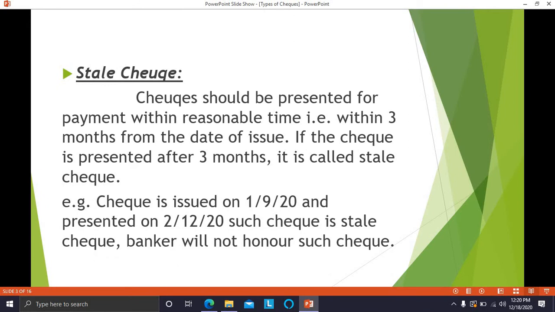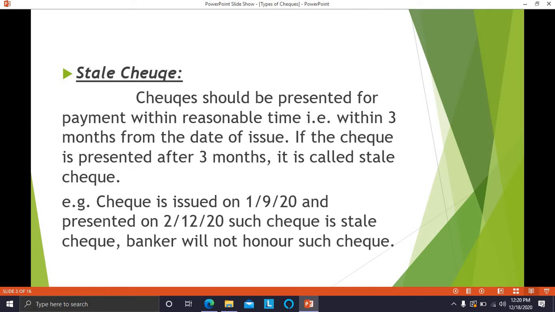For example, the check is issued on 1st of September 2020 and it is presented on 2nd of December 2020. Such a check is called a stale check and the banker will not honor that check. Already 3 months have passed from the date of issue mentioned on the check. Therefore, such a check will not be honored. It has to be presented before 1st of December. If it is presented even one day after the 3 months, the check will not be honored by the banker. So this is a stale check.